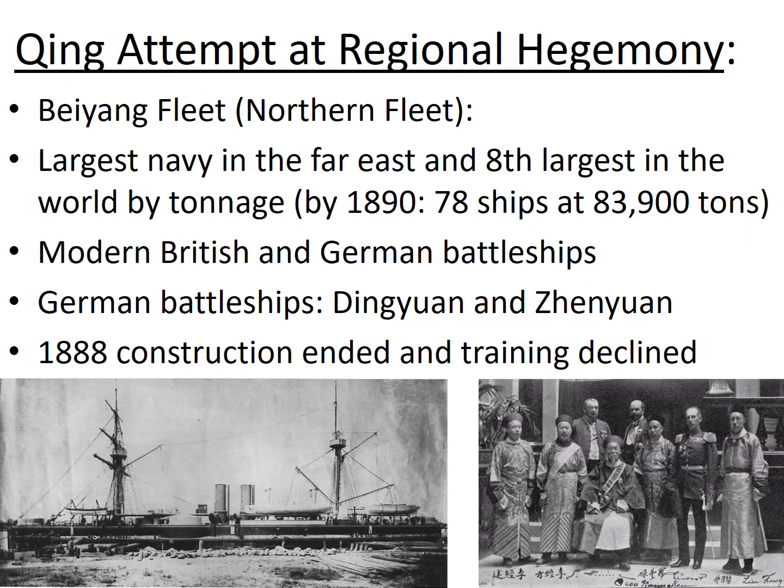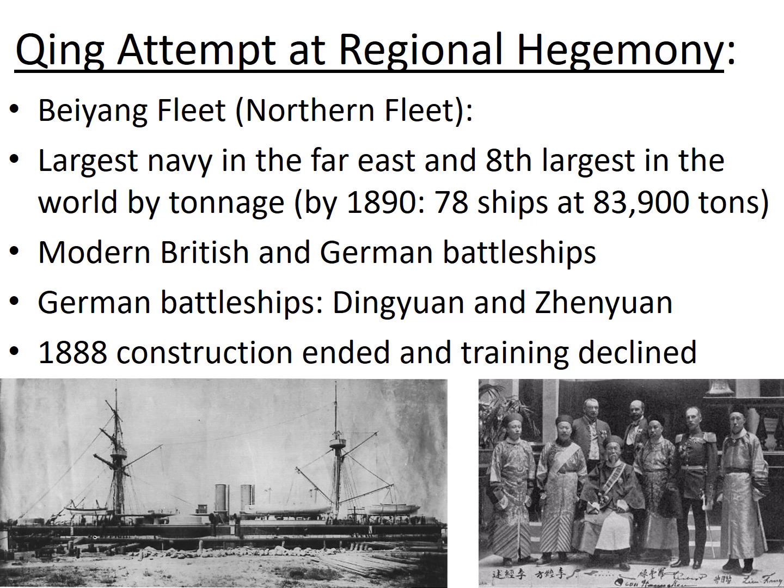So the Qing dynasty invested in its fleet. The largest of its fleet was the Beiyang, or Northern Fleet. It was the largest navy in the Far East and the 8th largest in the world by tonnage. By 1890, it had 78 ships for a total tonnage of 83,900 tons. It had modern British and German battleships. The German battleships were the Dingyuan and the Zhenyuan, and the Jiyuan was expected.